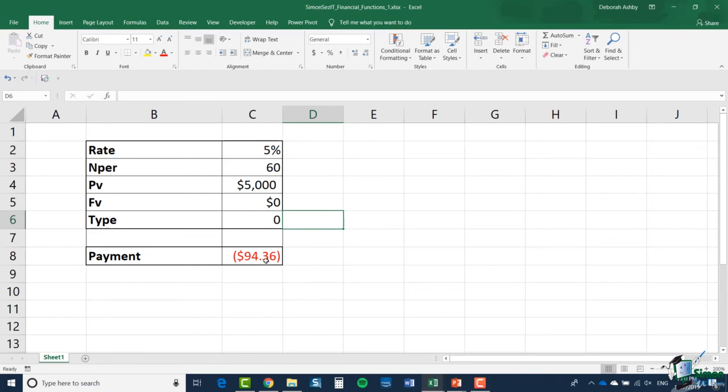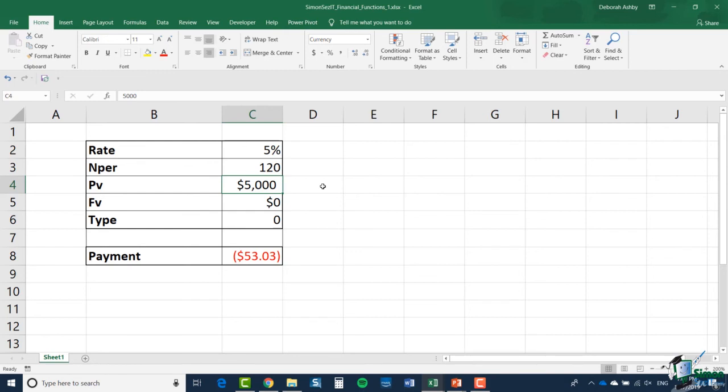Now what about looking at that figure $94.36 and thinking, well, I can't really afford that much each month. What about trying it over 10 years? So let's try 120 months. Well, that reduces the payments to just over $50. So with this arrangement, it's very easy to adjust each of those arguments and see the consequences in terms of how much you'd need to pay for this loan.